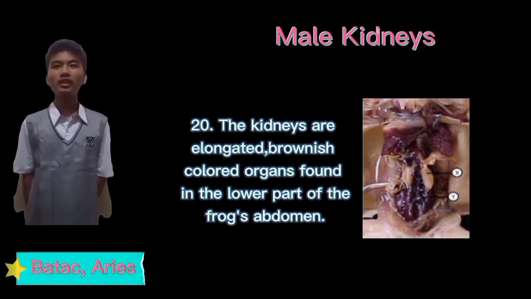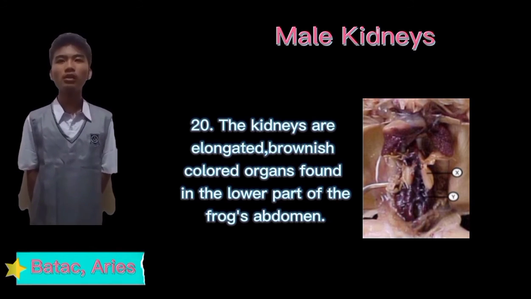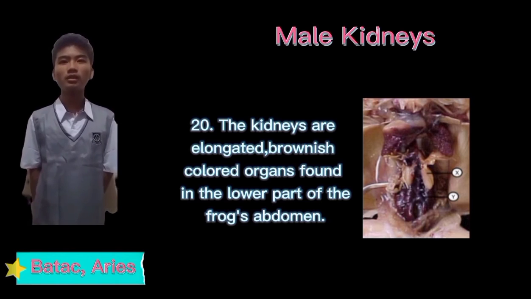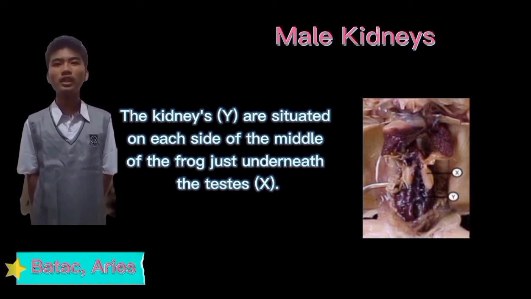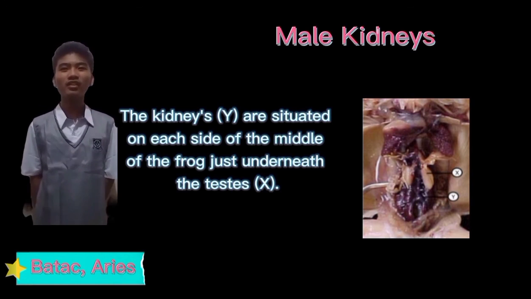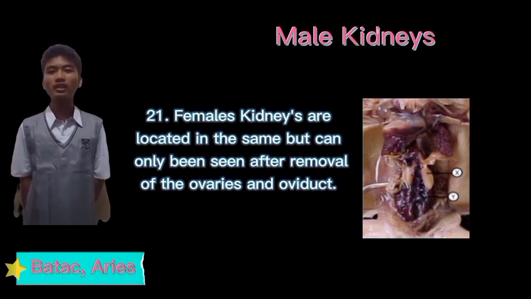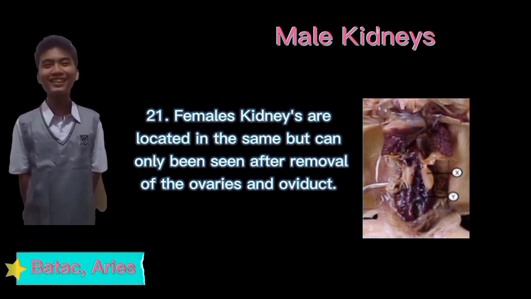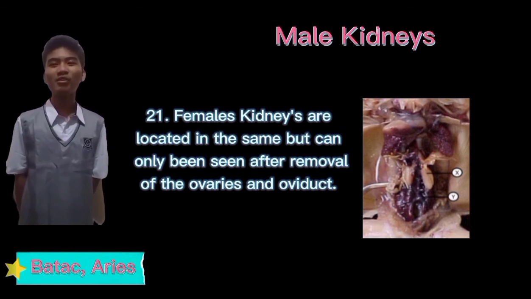Male kidneys. The kidneys are elongated, brownish-colored organs found in the lower parts of the frog's abdomen. The kidneys Y are situated on each side of the middle of the frog just underneath the testes X. Female kidneys are located in the same place but can only be seen after removal of the ovaries and oviducts.